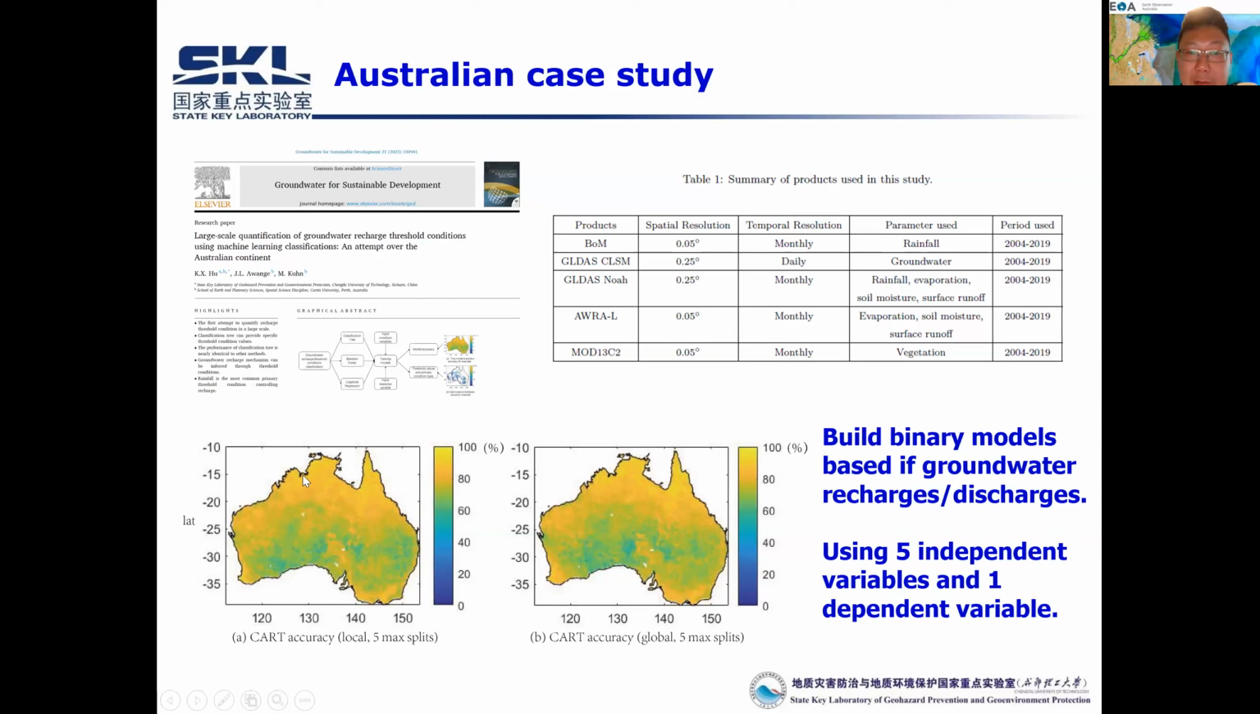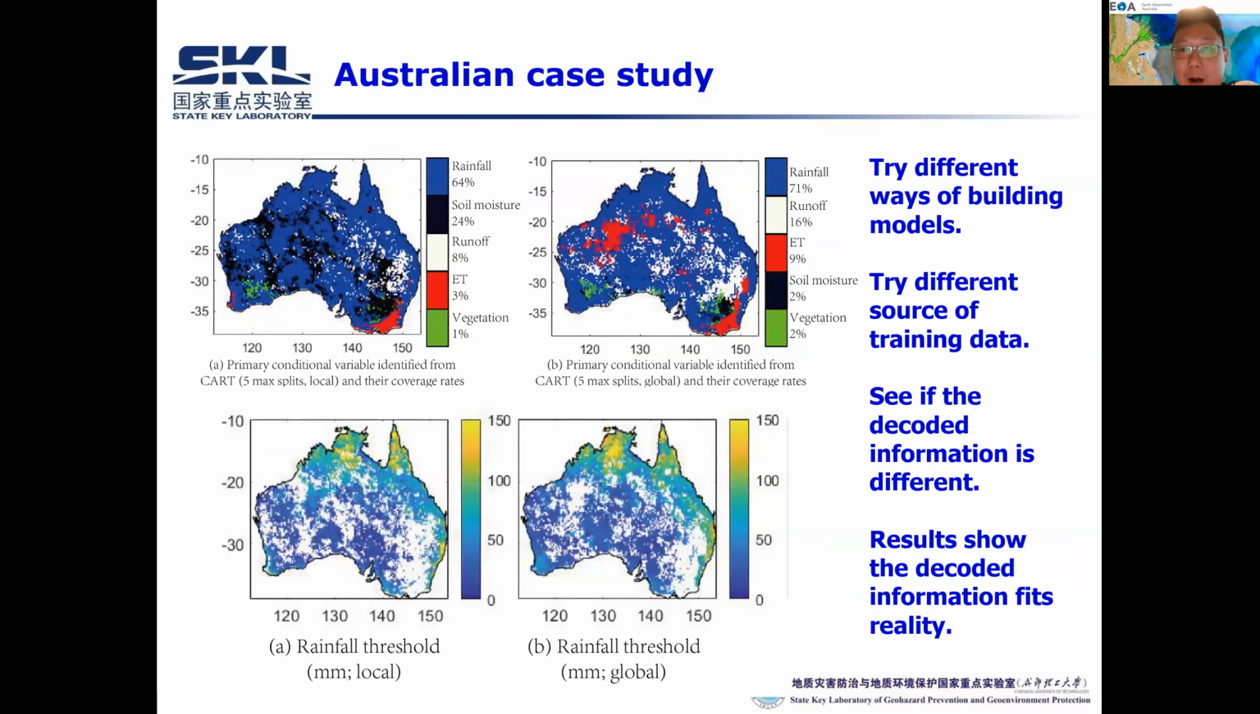We can see that in some areas we have reliable models with high accuracy, and in these regions we can do the decoding. But for regions with low accuracy models, we currently don't have any way to do the decoding, because if the model is unreliable, the result of decoding is also unreliable. So for the decoding part, we try different ways of building models. We try different data sources, train models, and see what the influence is. And we compare and try to capture some parameters, like here we figure out the primary factor that controls groundwater recharge.